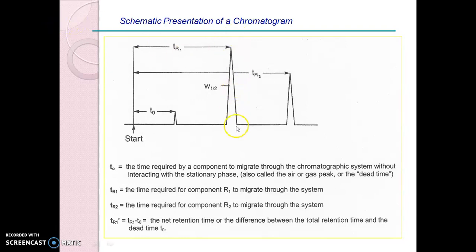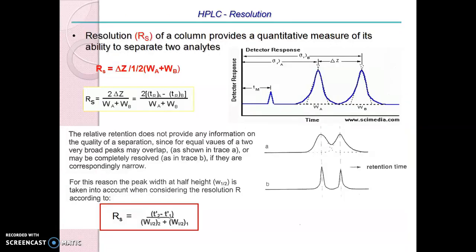dead peak. Here TR1 is the time required for component 1 or analyte 1 to migrate through the system. Then TR2 is the time required for the second component or analyte to migrate through the system. So this is the type of chromatogram that we get in HPLC.